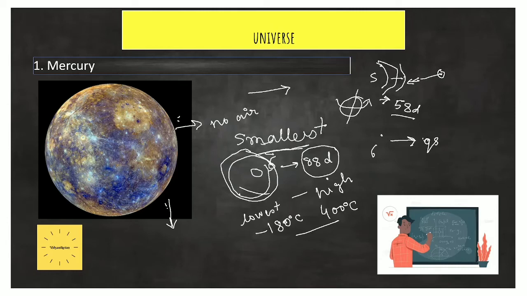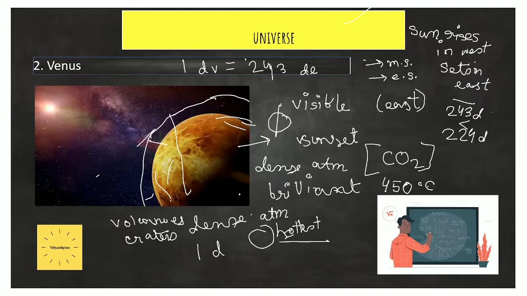Okay, and then we move on to Venus. What did we learn from Venus? We learned that Venus is also called the morning star. Why? Because it is visible from the eastern horizon during sunrise or before sunrise, and that's why it is called the morning star. And when it is visible from the west after sunset, it is called the evening star, right?